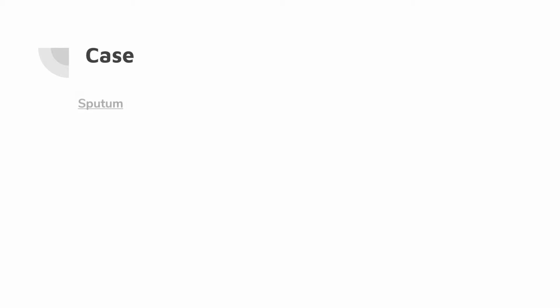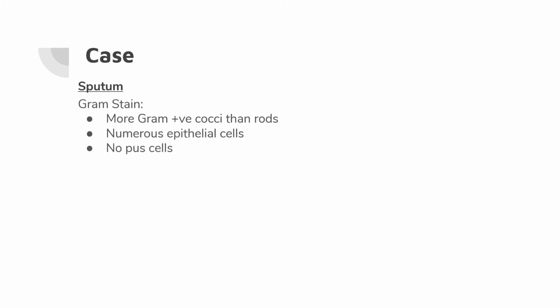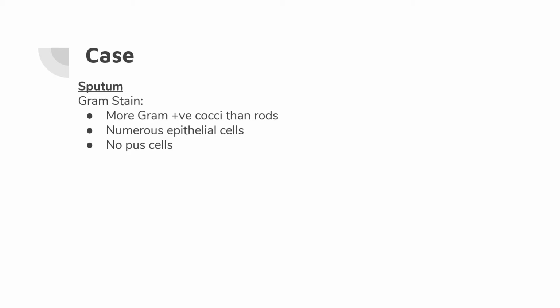From the lab, the sputum gram stain revealed a surplus of gram-positive cocci and gram-positive rods. However, there were more gram-positive cocci than rods present. Numerous epithelial cells were also present in the sputum sample with an absence of pus cells.